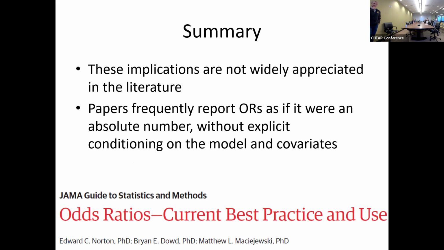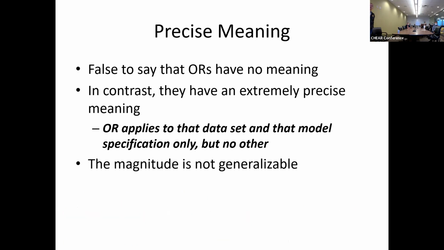So these implications are not yet widely appreciated, and papers frequently report odds ratios as if they were some absolute number that you're trying to find, like pi or some other universal constant, without explicitly conditioning on the model and the covariates. Okay. Next slide.